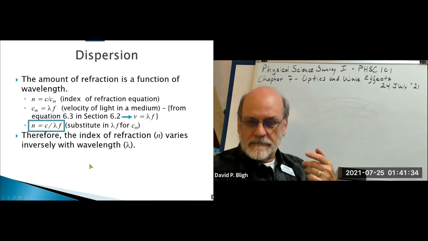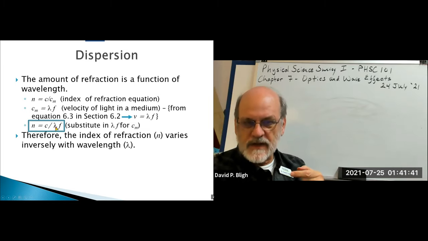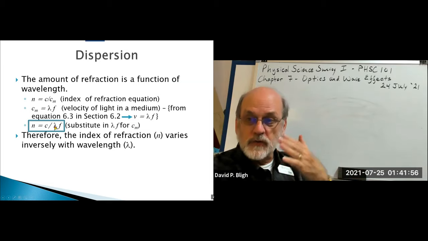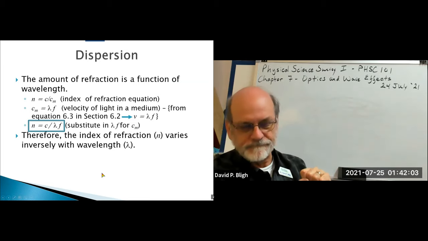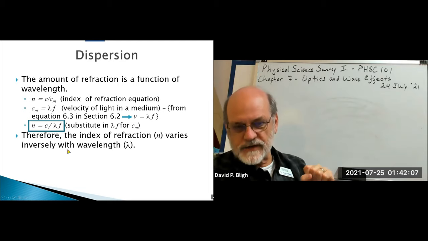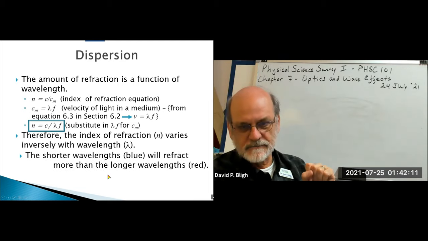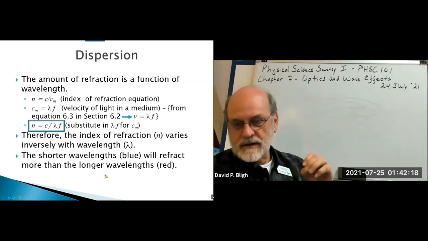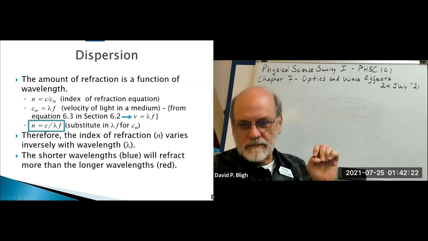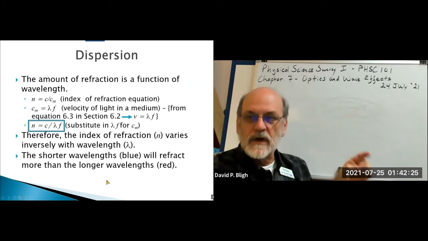So what does that mean? That means that the index of refraction for our substance varies inversely with the wavelength, which means as the lambda decreases, the index of refraction increases. And that's just what I said a minute ago. As the wavelength decreases, you move toward the blue end, and the index of refraction increases. And vice versa. If the lambda increases, then you get a decrease in index of refraction. So that explains why the angle of refraction for blue is greater than it is for red.